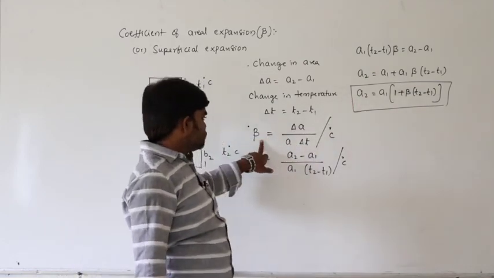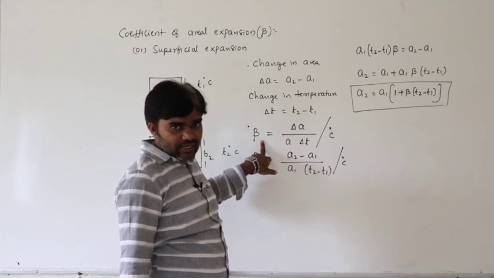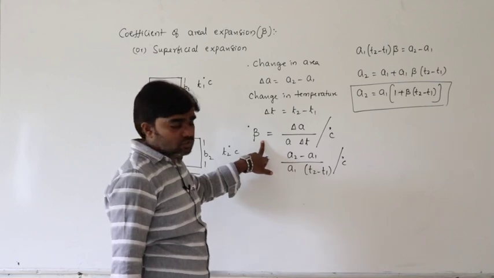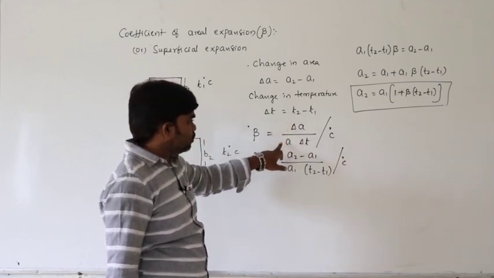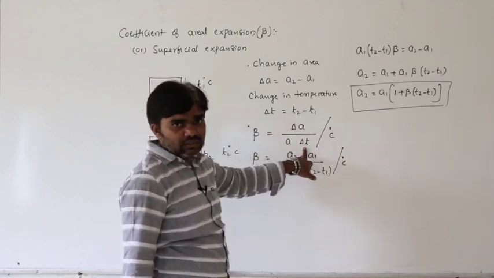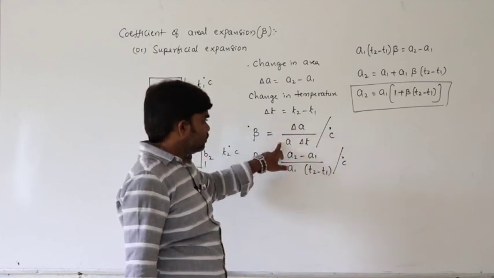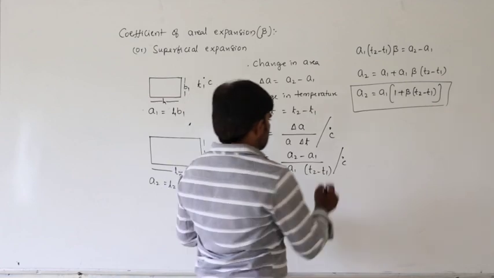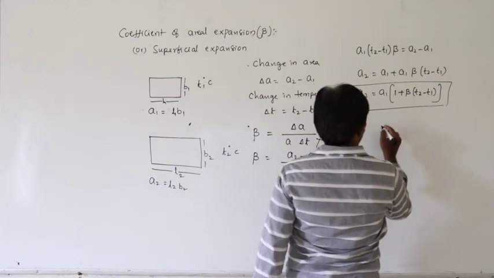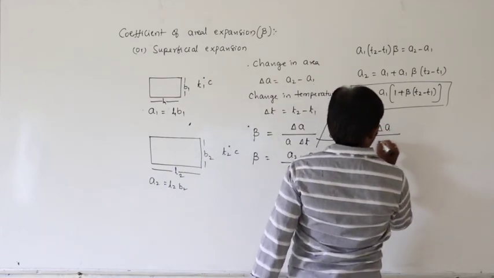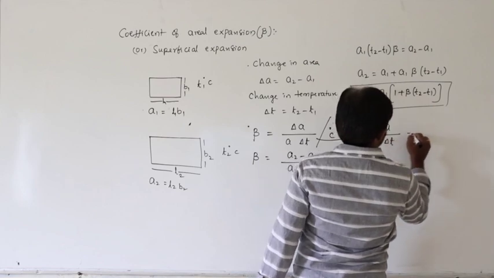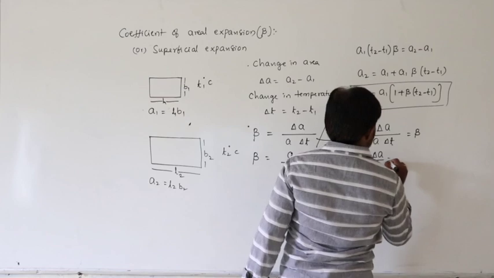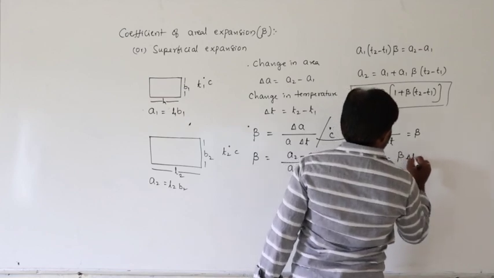So this is actually the coefficient of areal expansion. It is defined as the ratio of change in area to original area per unit rise in temperature. So from this formula, let us see here. Delta A by A into delta T is equal to beta. So from this, delta A by A is equal to beta delta T.